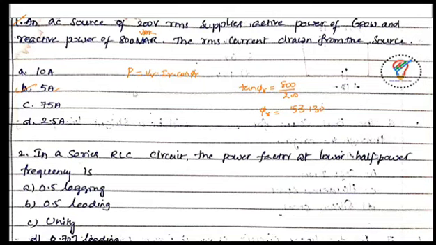Now substitute this phi here. P is equal to V into I into cos of 53.13, and V you know is 200. P you know is 600. So 600 is equal to 200 into I into cos phi, and this value will be 0.6. From this the I value is 5 amperes. So the answer will be 5 amperes here.